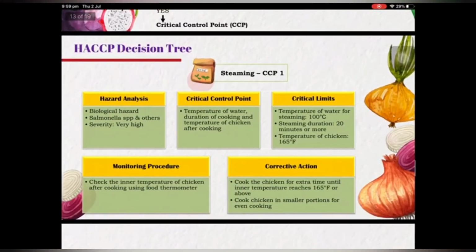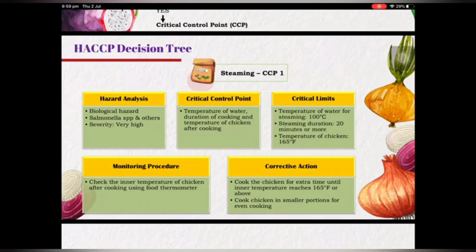In this steaming process of the chicken, the hazard found is a biological hazard, which is Salmonella species and other microbes. So the severity of this hazard is considered very high, while the critical control points for this steaming process are the temperature of the water, duration of cooking, and also temperature of chicken after cooking. So the critical limits established for this process are: the temperature of water for steaming is 100 degrees Celsius, steaming duration is 20 minutes or more, and also the temperature of chicken after cooking is 165 degrees Fahrenheit.